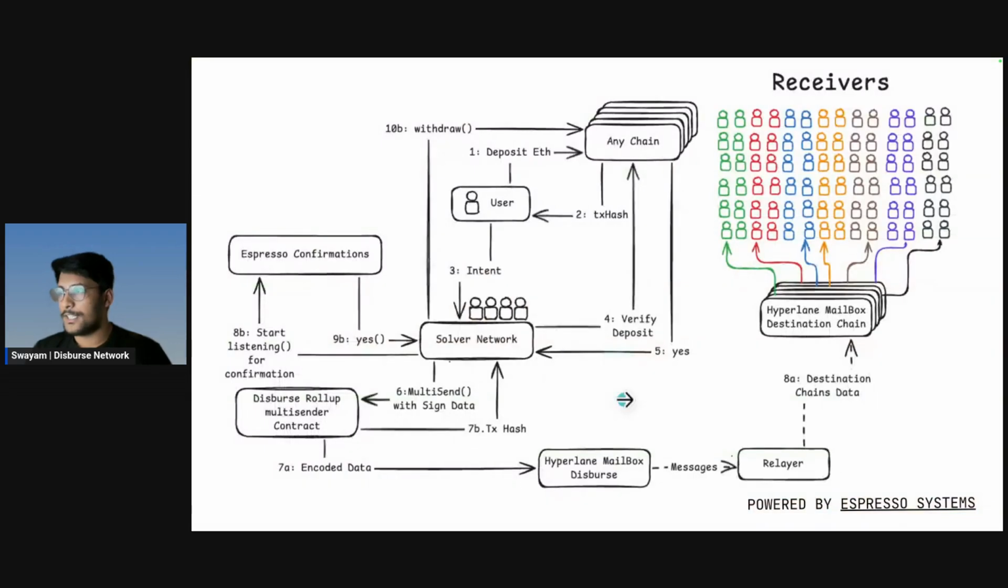So how does it work? A very simple flow. The user deposits on any of the L2 chains, then provides the intent to the solver network: hey, I have deposited. The solver network verifies the deposit, and says let's start this on the Disburse rollup powered by Espresso, and we start the multi-chain transactions. As soon as we get the confirmation from Espresso, we immediately release the funds for the solver, so that the solver can withdraw the funds from the particular chain, and Hyperlane will do its job of relaying the funds to different chains.